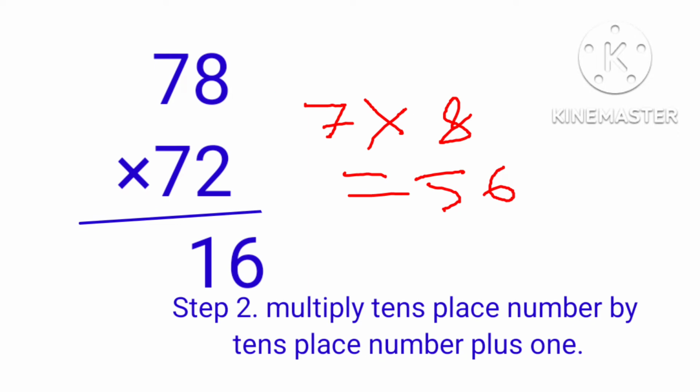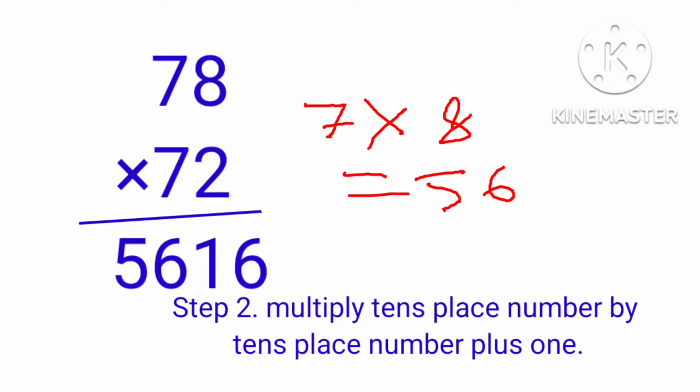Step 2: multiply the tens place number by the tens place number plus 1. The tens place number is 7, so 7 plus 1 is 8. So 7 into 8 is equal to 56. Write down 56. And so the answer is 5616.